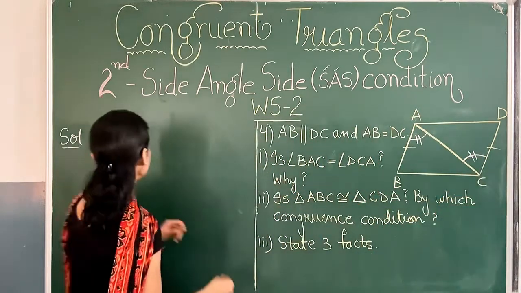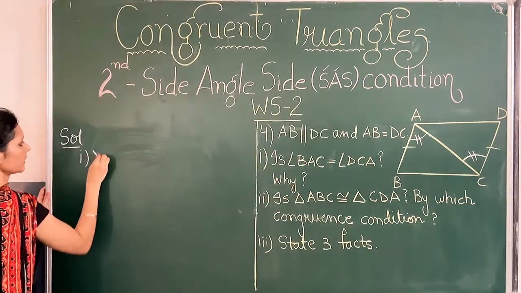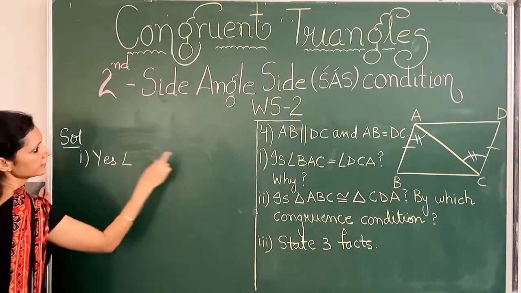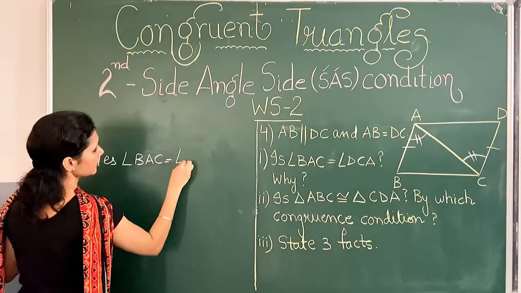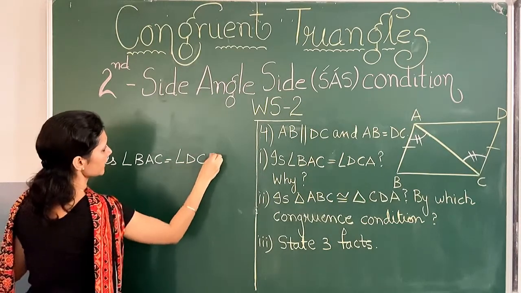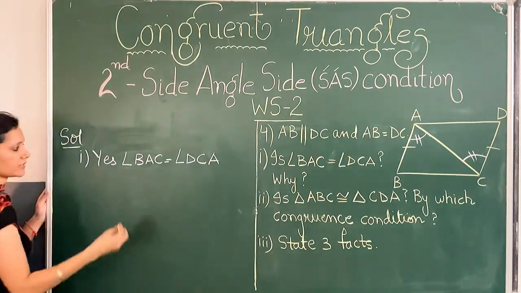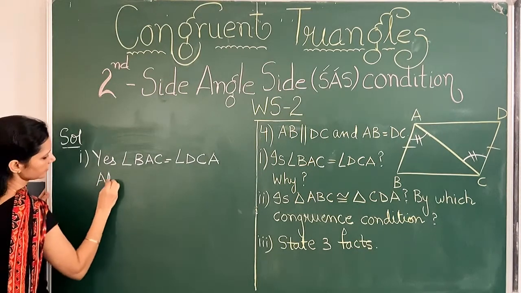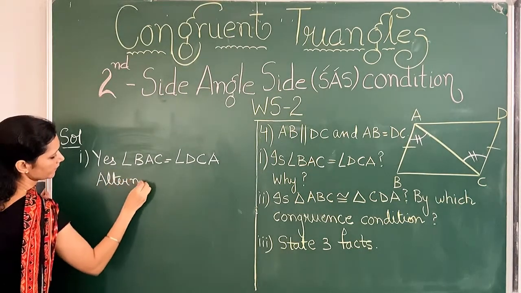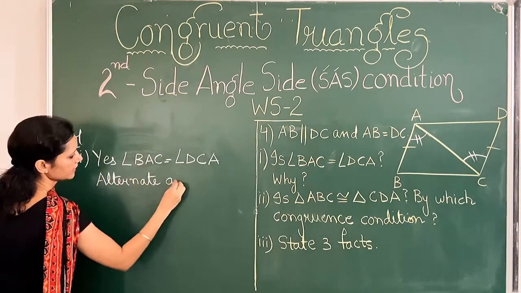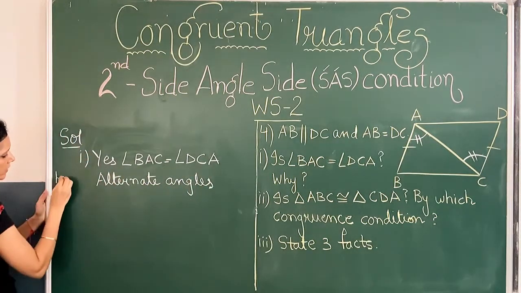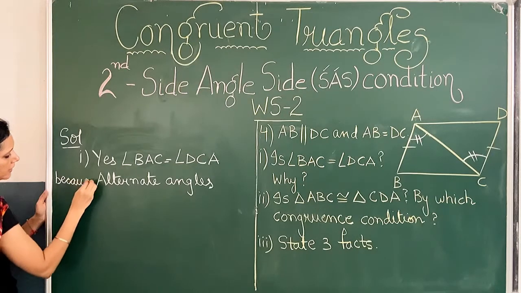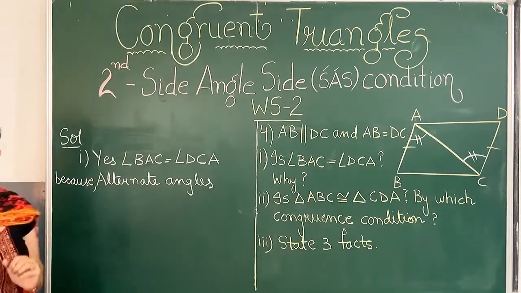So we would say yes, angle BAC is equal to angle DCA. And what is the reason? Why? Because they are alternate angles. So write the words: because they are alternate angles.